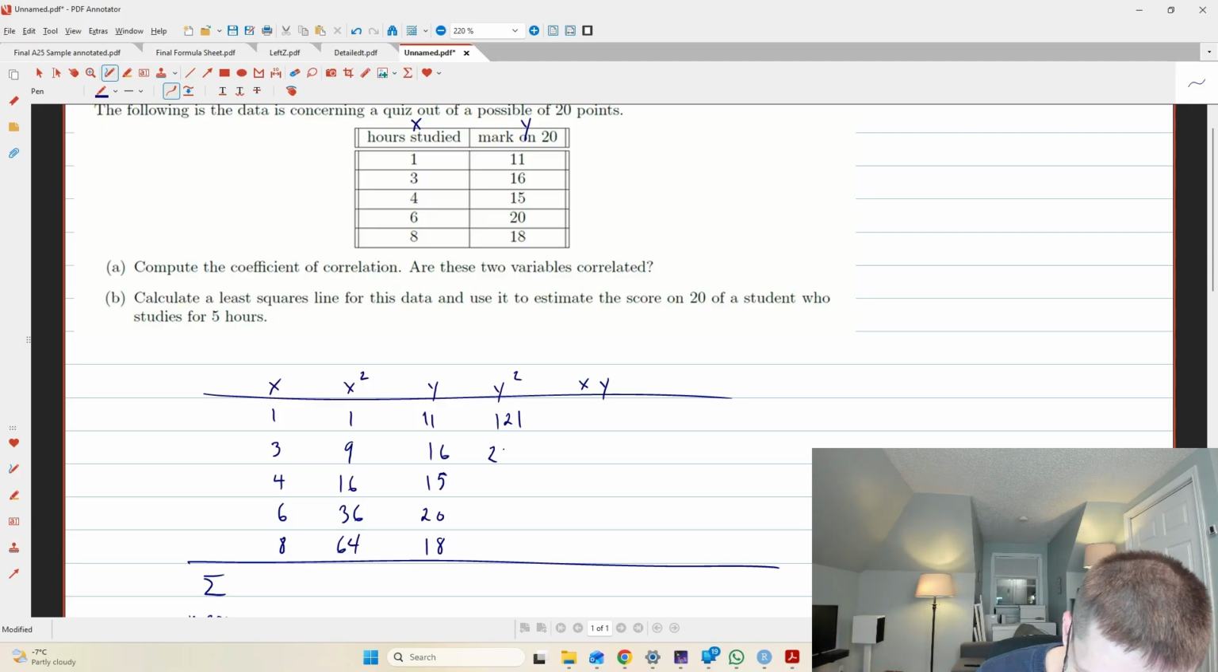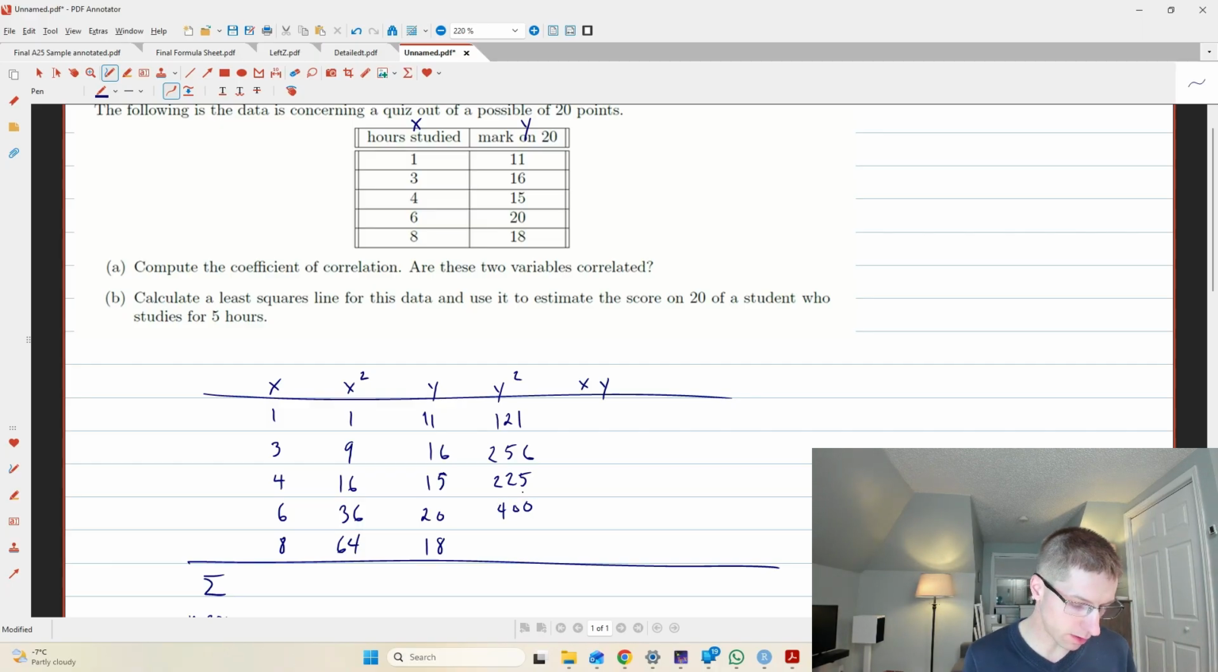We need a calculator for some of these. I think that's 256 actually. 225, 400. 18 squared is going to give me 324. And then XY is 11. 3 times 16 is 48. 4 times 15, I've got to make sure I'm looking at the right values, 60. 6 times 20 is 120. 8 times 18, I don't know, 144.